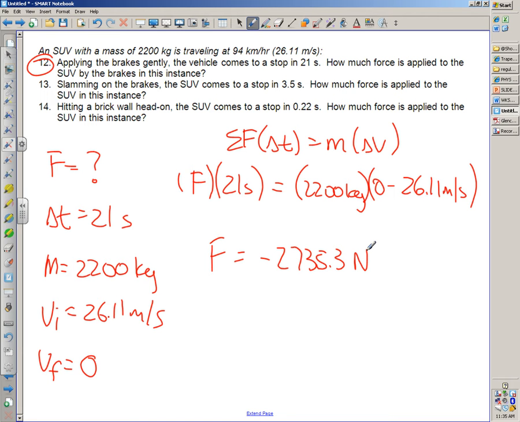Roxanne says yes, she's right. What's happening in this problem? It's slowing down, right? So which way do we have to apply the force in order to get something to slow down? In the opposite direction. Good there.